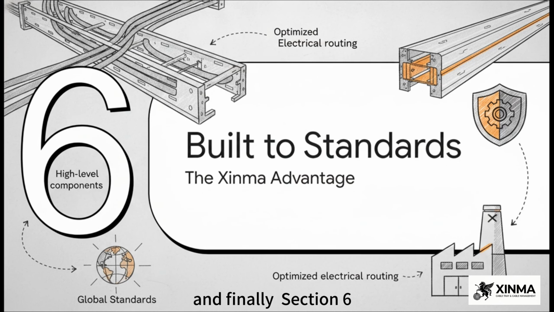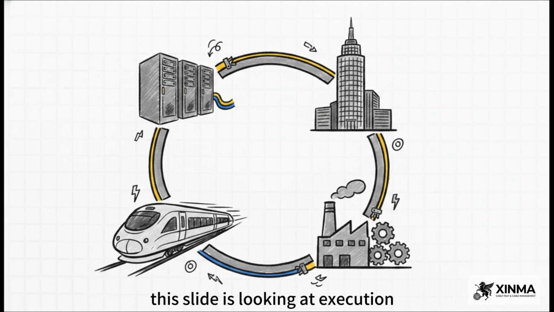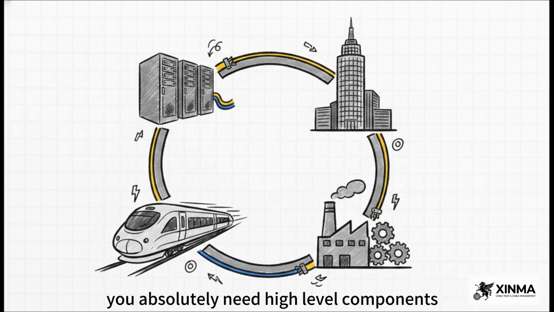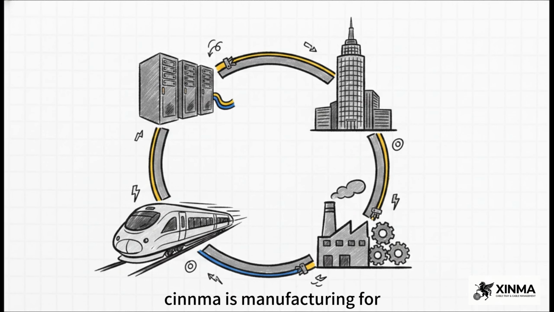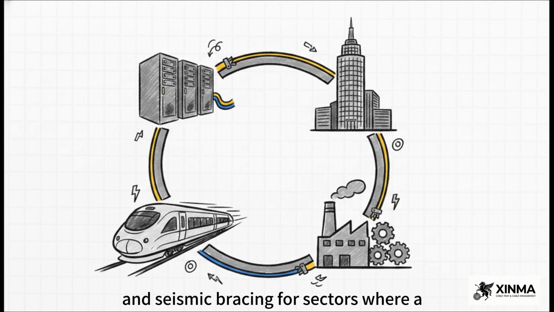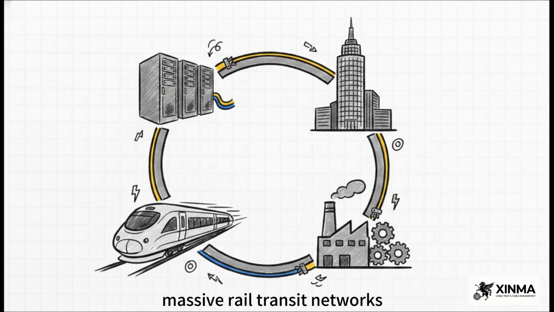And finally, Section 6, built to global standards, exploring the Xinma advantage. Now, what's really interesting about this slide is looking at execution. To pull off a high-level hybrid design, you absolutely need high-level components. Just look at the sheer scale of the environments Xinma is manufacturing for. We aren't talking about your standard office spaces here. They're creating intelligent cable management solutions, busway systems, and seismic bracing for sectors where a routing failure is literally catastrophic. We're talking global data centers, massive rail transit networks, heavy industrial plants, the whole shebang.